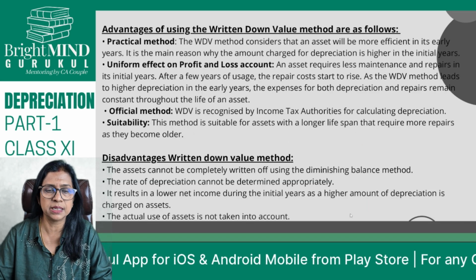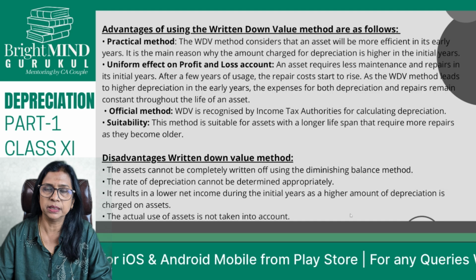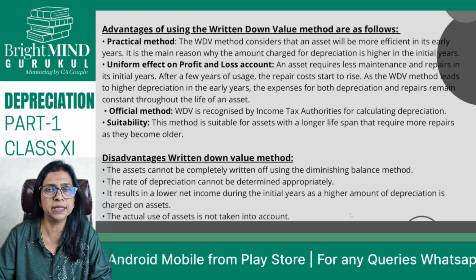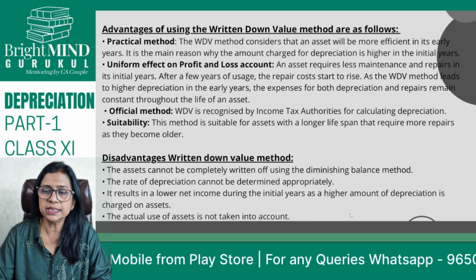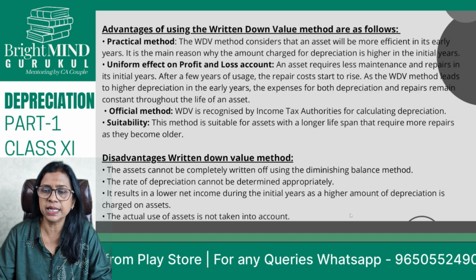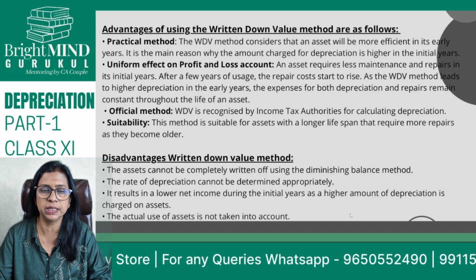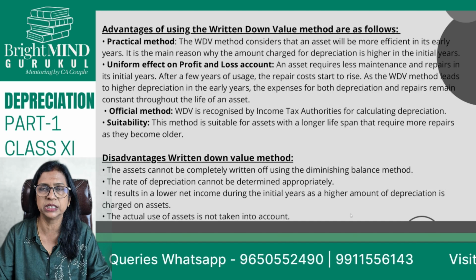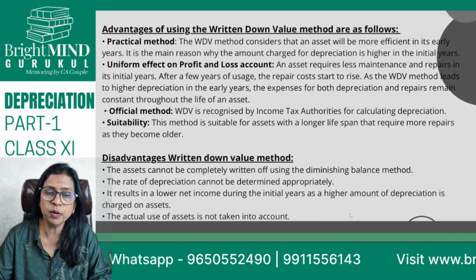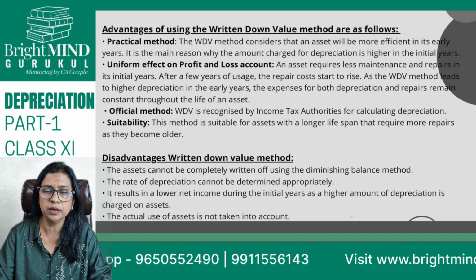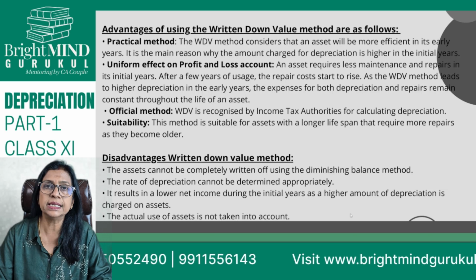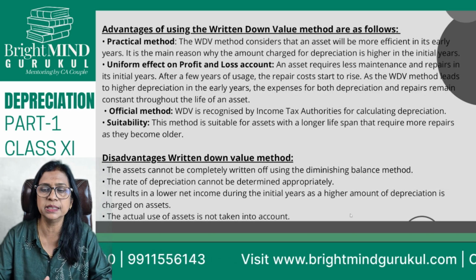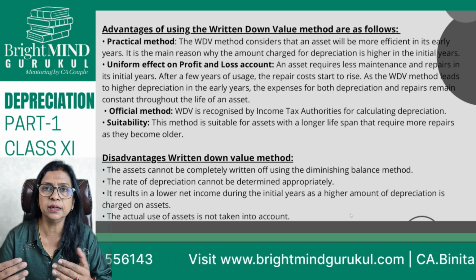Now the advantages are, this is a practical method. This is also accepted by the income tax department, and WDV method considers that asset will be more efficient in the earlier years. This is the main reason why the amount charged for depreciation is higher. So second is uniform effect on the profit and loss account. The asset requires less maintenance costs and repairs in the earlier years.